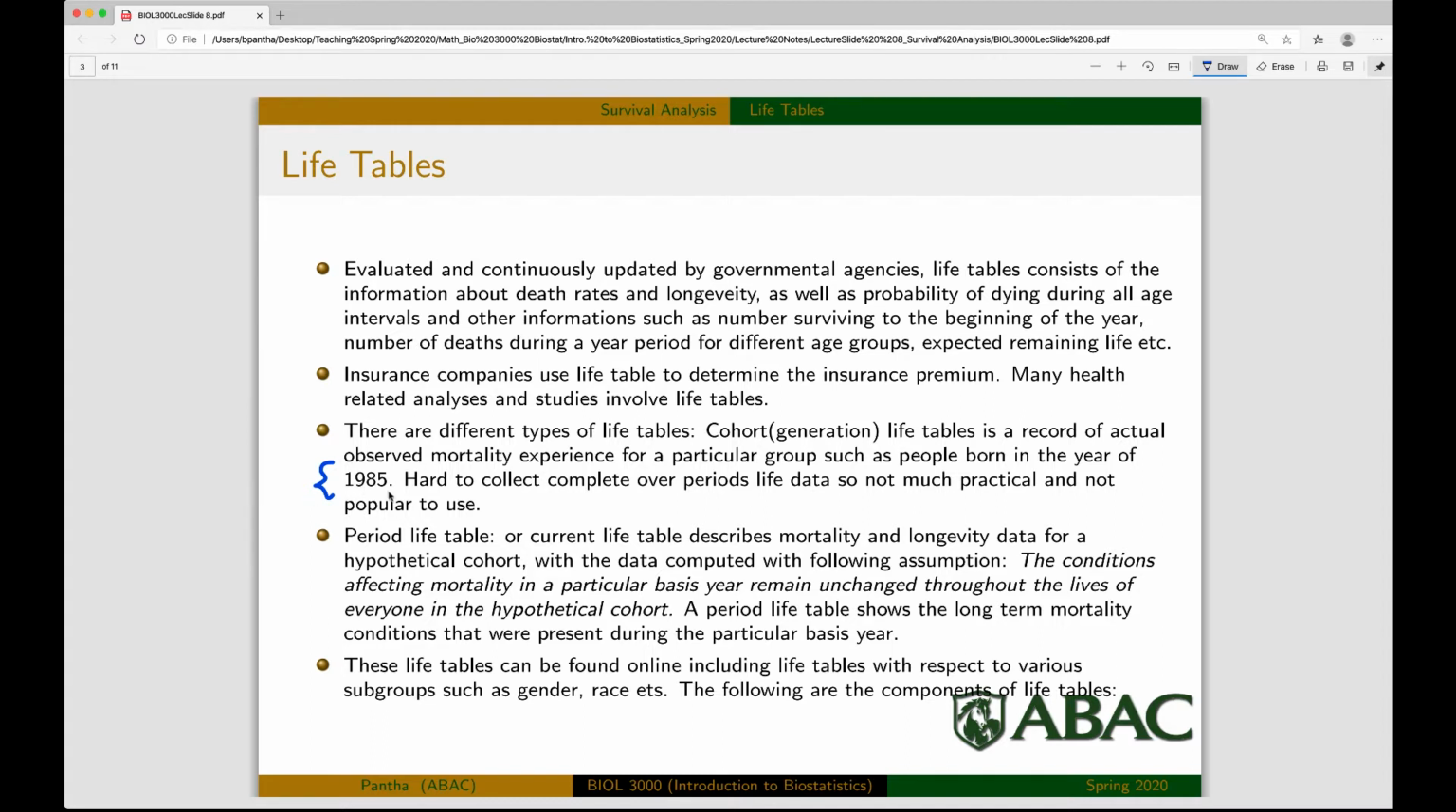This kind of data is hard to collect, or to complete over a whole lifetime, so it is not very practical and not popular to use. The period life table, or current life table, describes mortality and longevity data for a hypothetical cohort, with the data computed with the following assumptions. The conditions affecting mortality in the particular base year remain unchanged throughout the lives of everyone in the hypothetical cohort. A period life table shows the long-term mortality conditions that were present during the particular base year.